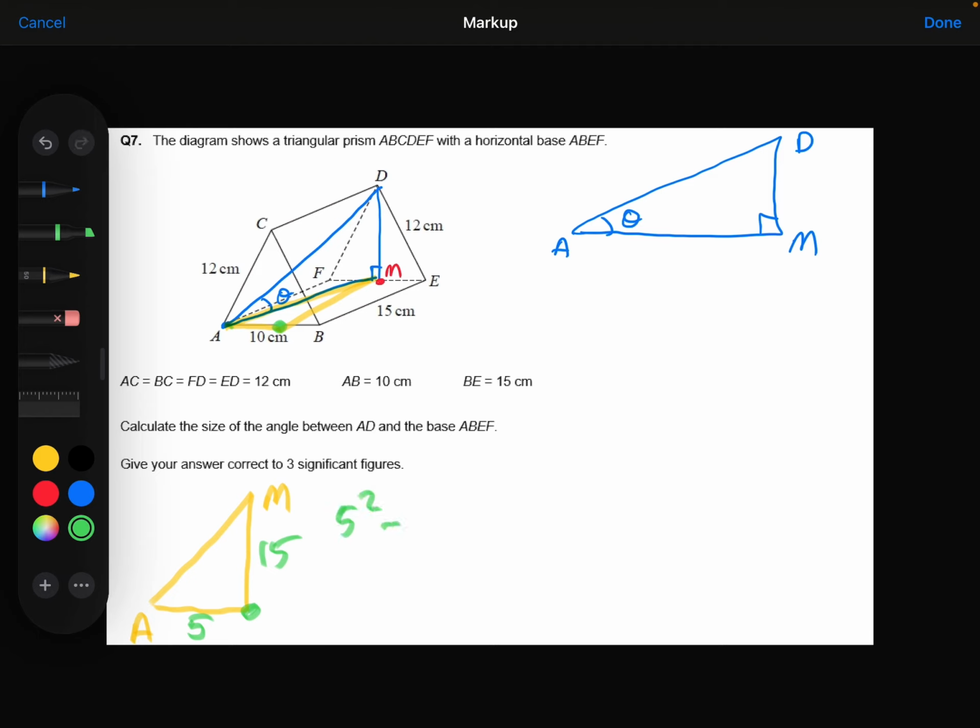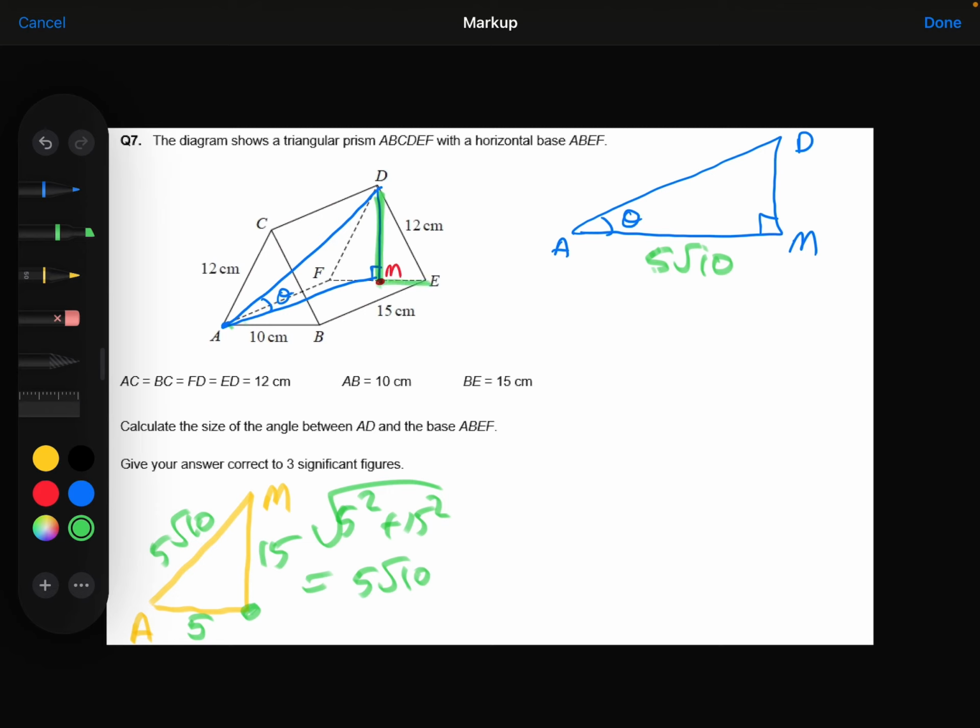So 5 squared plus 15 squared, all square rooted, gives 5 root 10. So A to M from here to here is 5 root 10. Next thing I'm going to do is I'm going to try to work out what DM is. What this is.